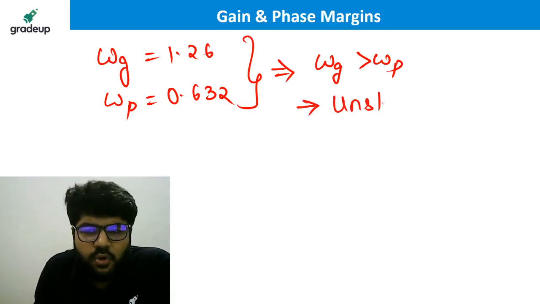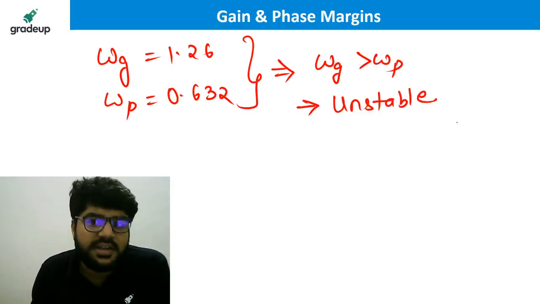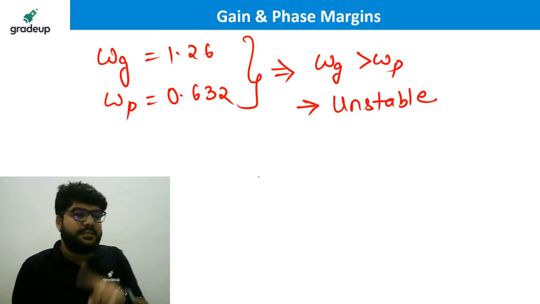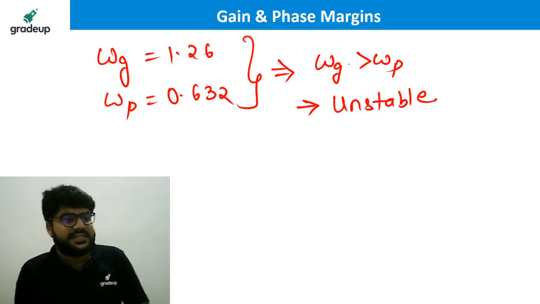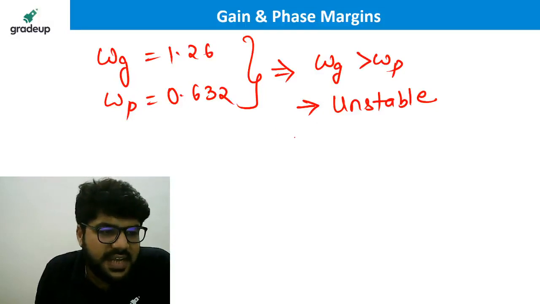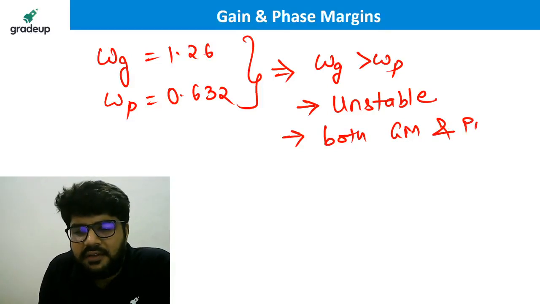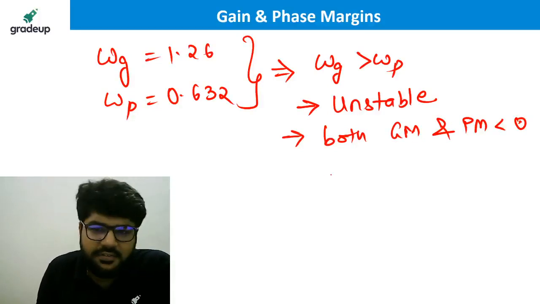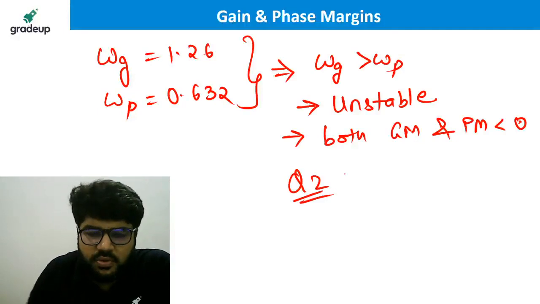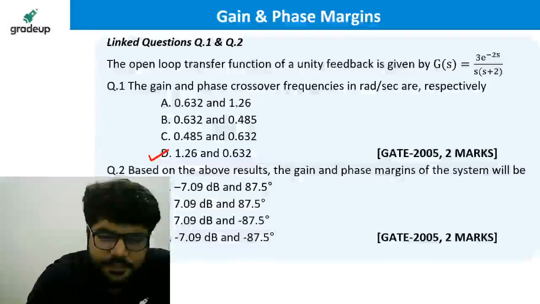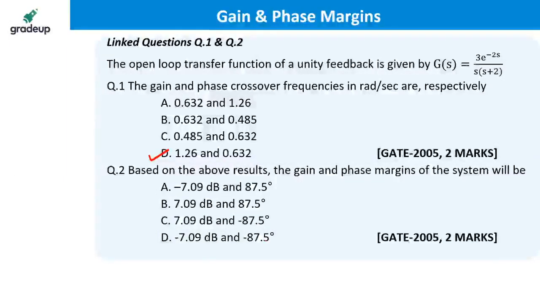That is unstable. I've told you in the beginning of the class those key pointers. Omega g coming later, it is unstable. And if it is unstable, guys, both the gain margin and phase margin should be negative. So question number 2 also, you get the answer directly. Both should be negative.